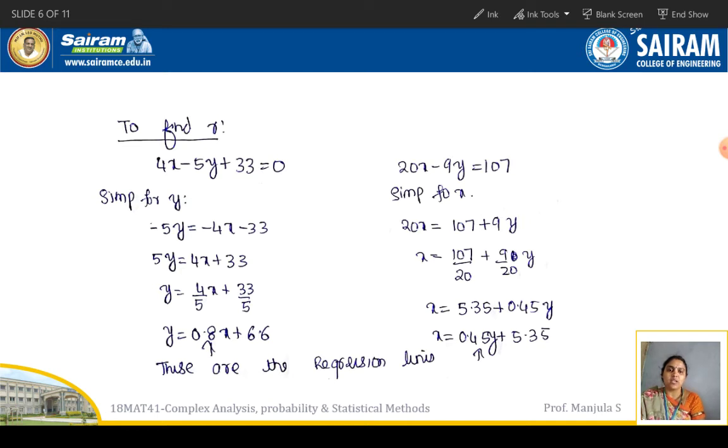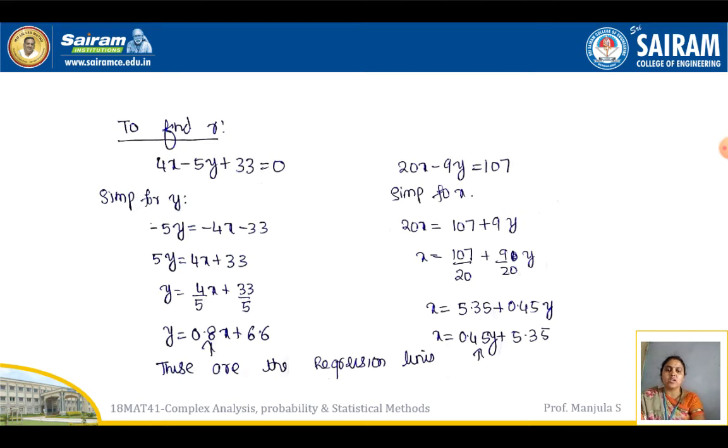Similarly, the other equation is 20x minus 9y equals 107. Simplify this equation for x, so that it becomes x equals 0.45y plus 5.35. So one equation is y on x and the next equation is x on y. These two are the regression lines.